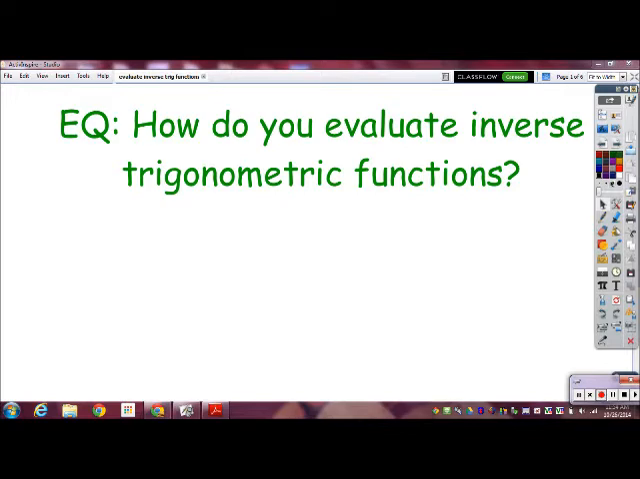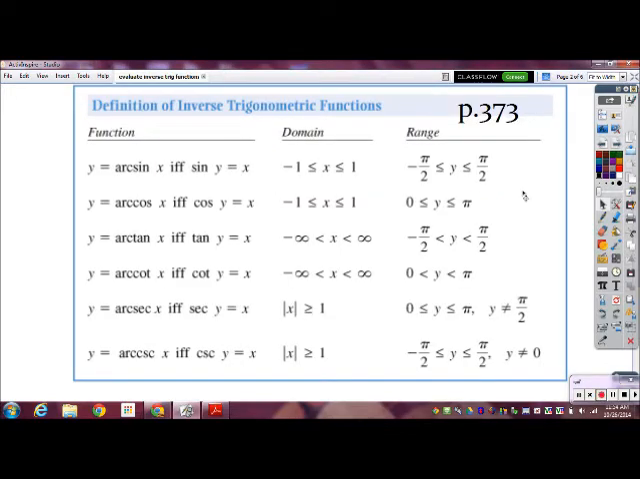So first thing we have to discuss is the domain and range. You have to keep that in mind with the inverse trig functions. So if you look for arc sine, which is the same thing as inverse sine, basically your domain is from -1 to 1. So when you evaluate, your x values have to be between -1 and 1. And then your range is from -pi/2 to pi/2.